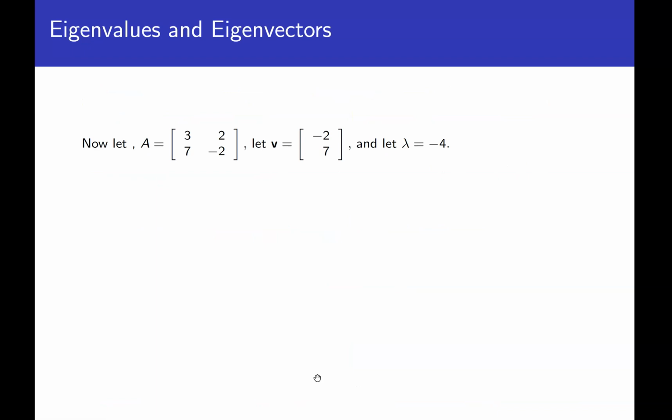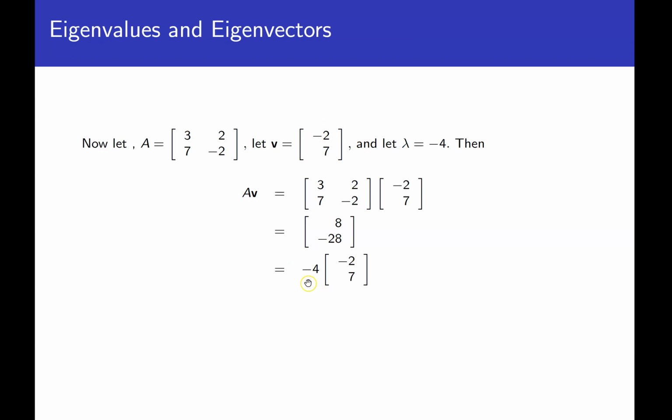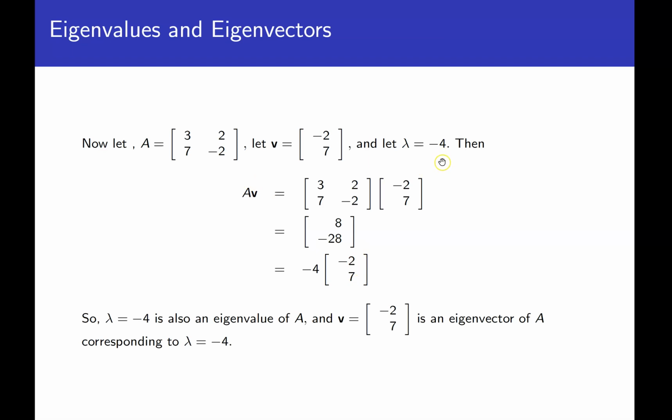All right, so here let's look at another example. Same matrix, different vector, and different value. Taking our matrix times the vector, we get the vector 8, negative 28, and if you're astute in looking at this vector relative to the V you started with, and I pull out a negative 4, this is negative 4 times the vector that I started with. So again, lambda equals negative 4 is an eigenvalue of A, a constant we can use, and V equal to negative 2, 7 is an eigenvector of A corresponding to lambda equals negative 4.